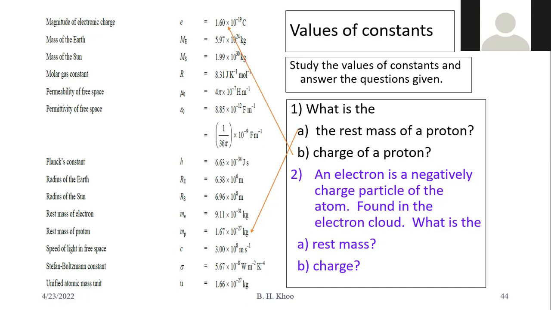Okay, the electron is a negatively charged particle of the atom found in an electron cloud. What is the rest mass? 9.11 times 10 to the power -31. Okay, good. What is the charge? -1.60 times 10 to the power -19. Okay, same. I said you put a negative sign there, but usually we don't bother about the negative sign in calculation.